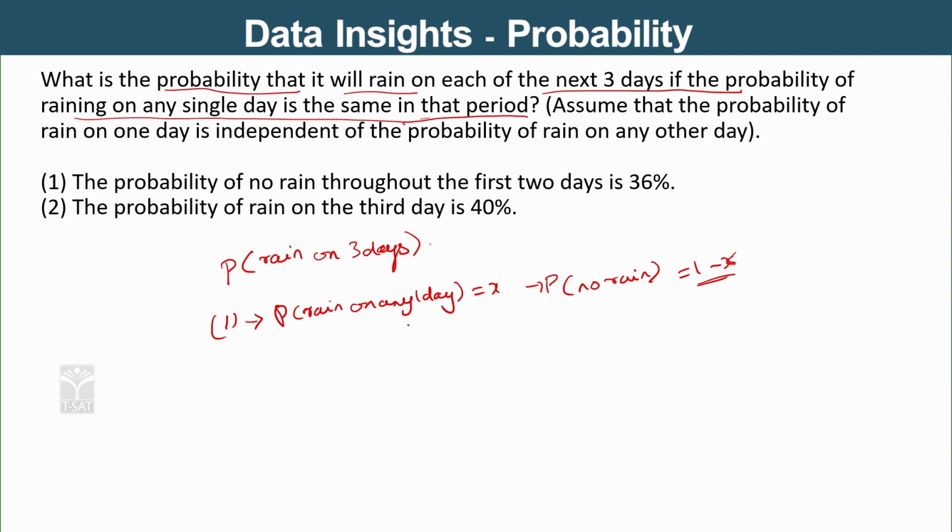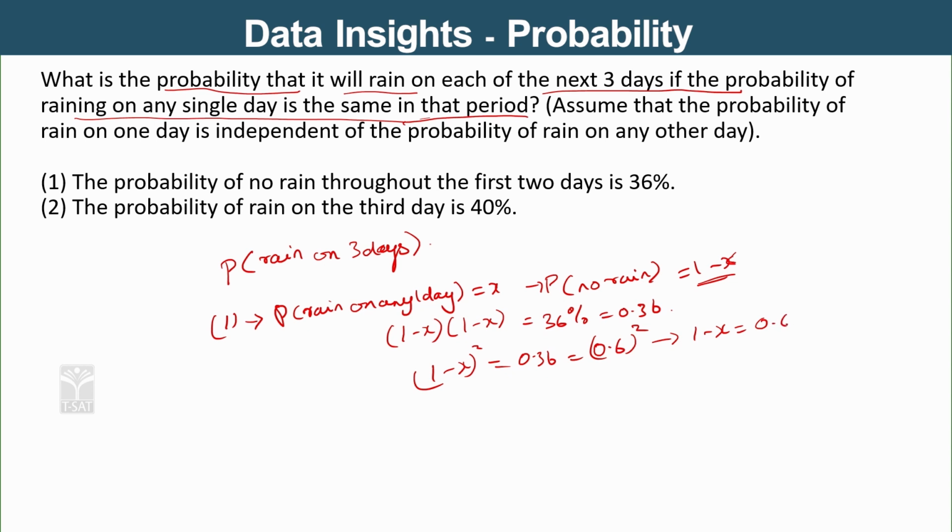So the probability of no rain throughout the first 2 days means 1 minus x, that is the first day, times 1 minus x, that is the second day, equals 36%, which is 0.36. So you have (1 minus x) squared equals 0.36. 0.36 is nothing but 0.6 squared. So 1 minus x equals 0.6, therefore x equals 0.4, which is 40%. There is a 40% chance of rain on any one day. Therefore this information is sufficient to answer the question.